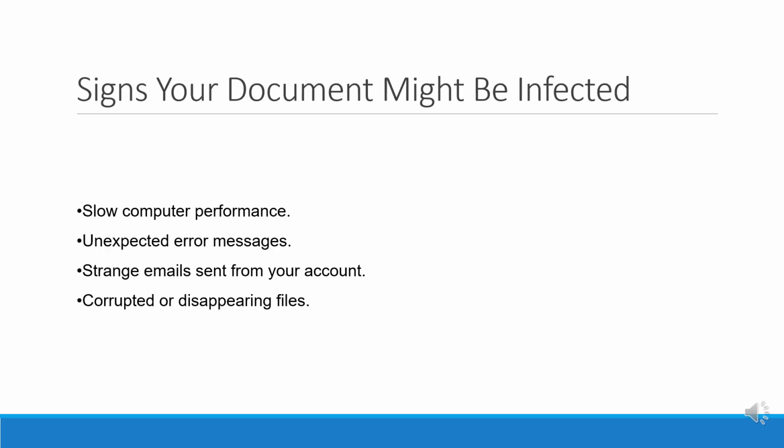How can you know if a document has a macrovirus? Often, your computer may slow down, files may disappear, or errors appear without reason. You might even see your email sending messages automatically. Always be careful with documents from unknown sources.